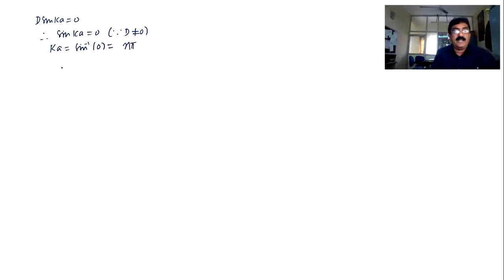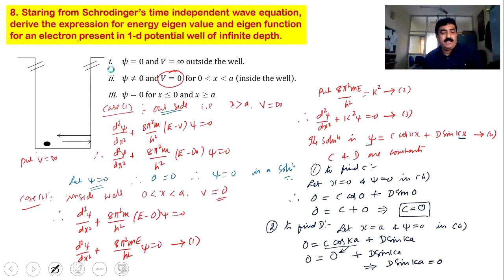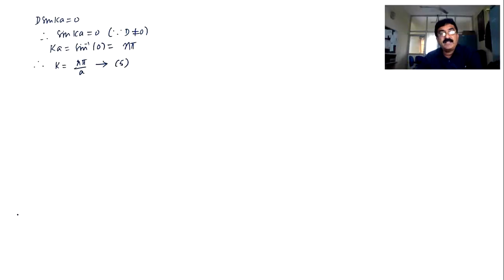Therefore k is equal to n pi divided by a. I call this equation number 5. Are you following? I hope you are following. See, in the previous slide I have the equation for k. Look at this equation, that is equation number 2. Now I am going to substitute for k in the next slide.